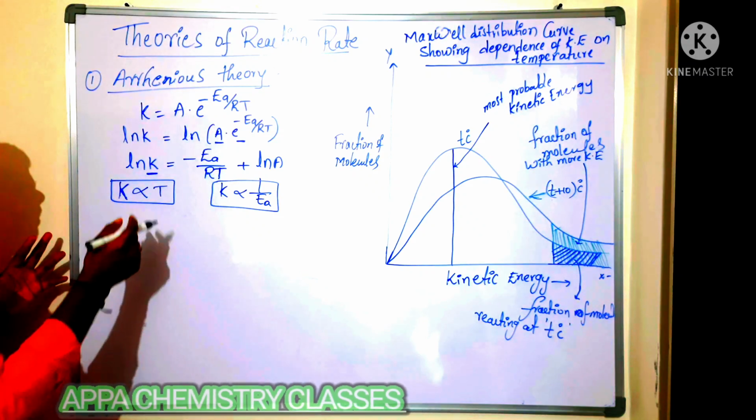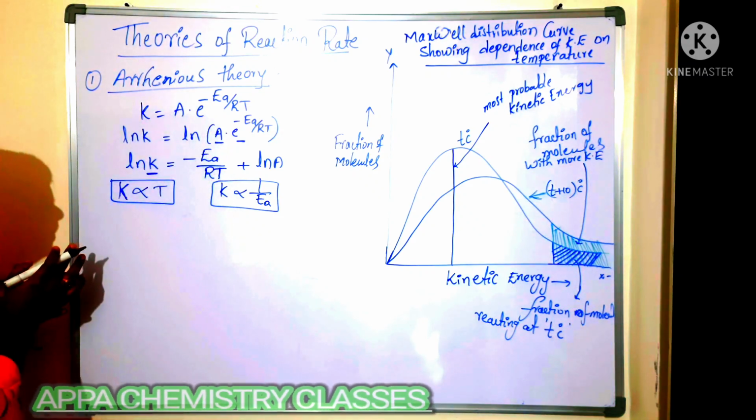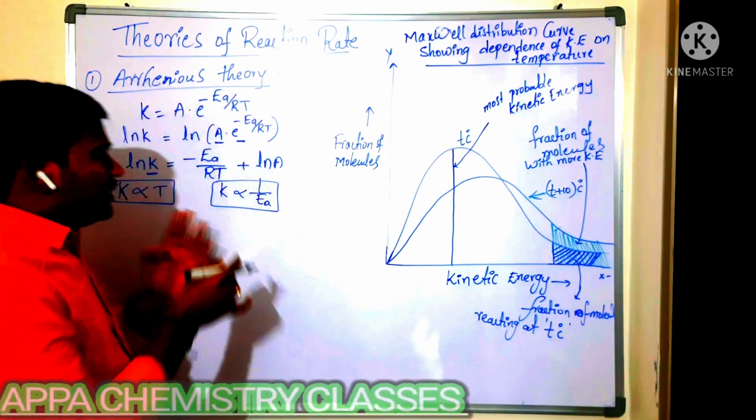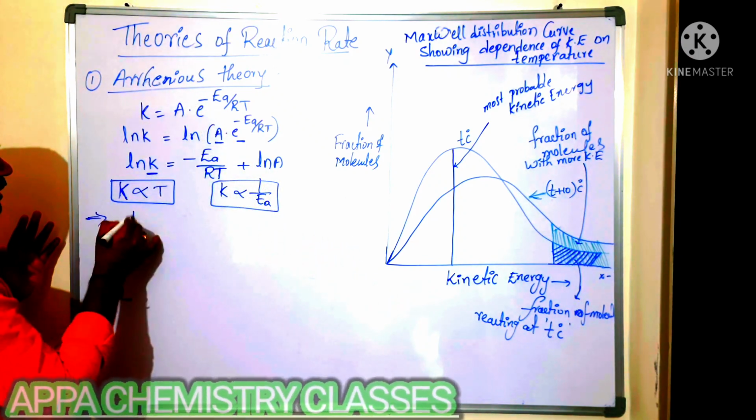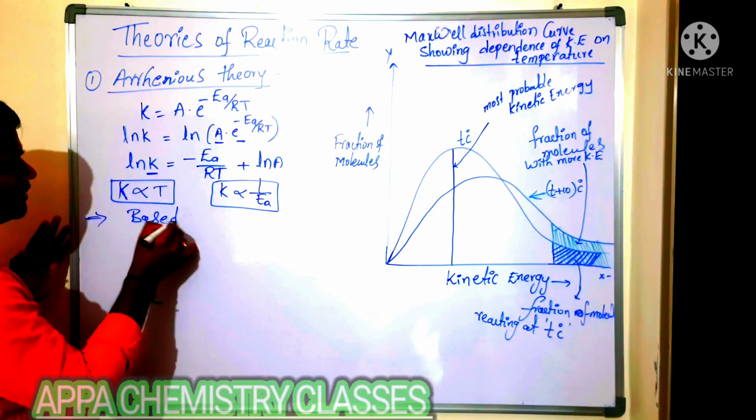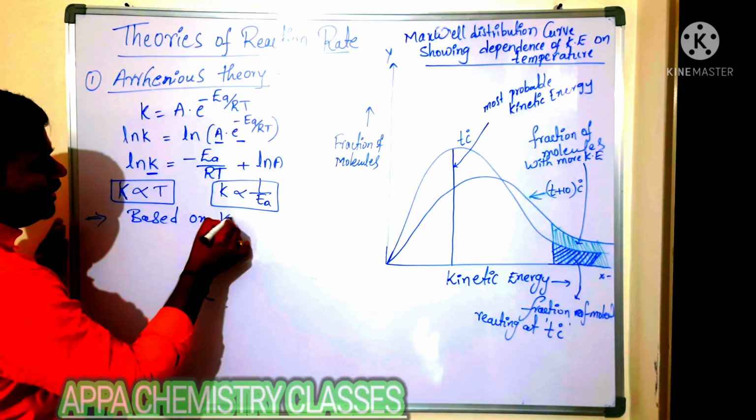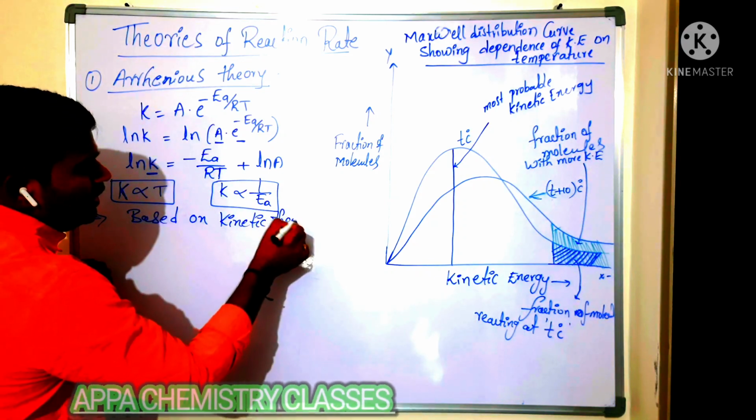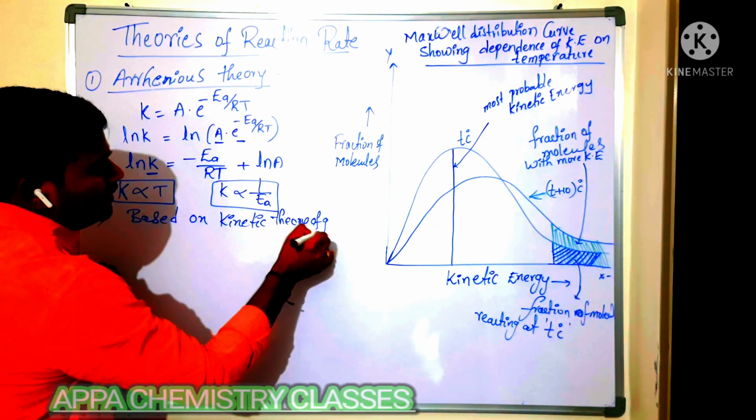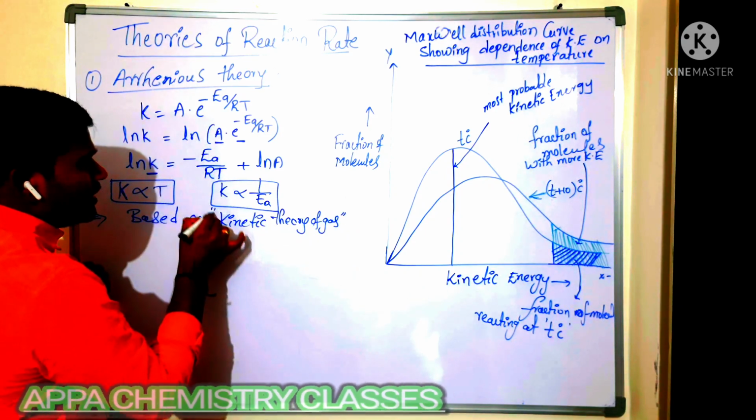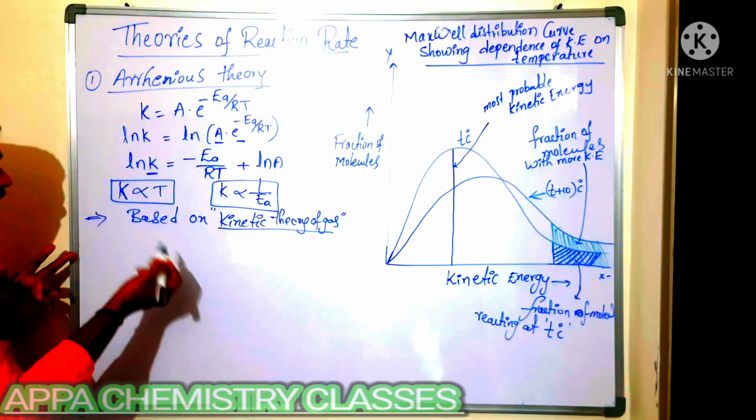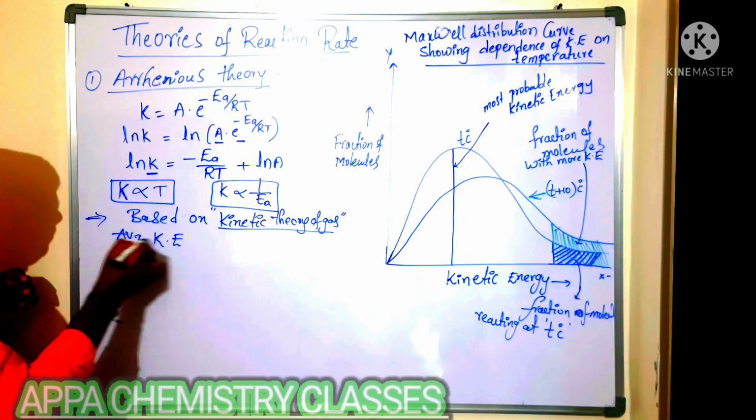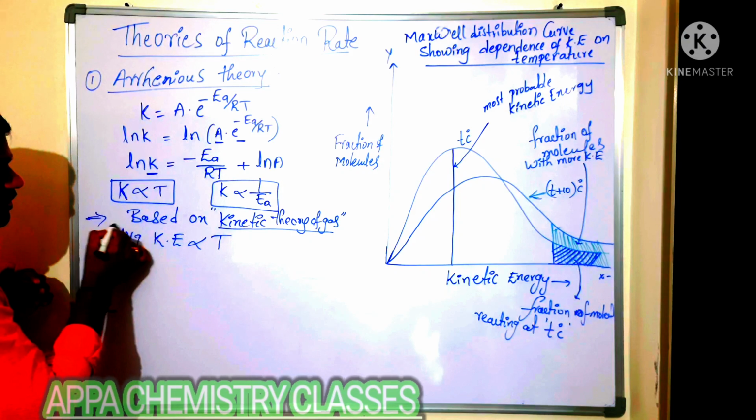Now next, the Arrhenius theory is based on the kinetic theory of gases, which we learned in first year. It depends only on the kinetic energy of the reacting molecules. The average kinetic energy of the reacting molecules is directly proportional to absolute temperature.